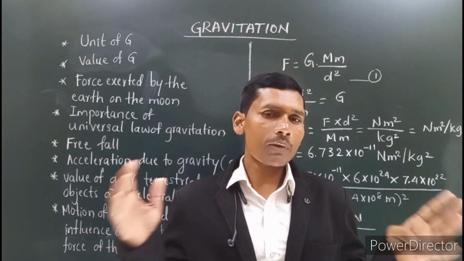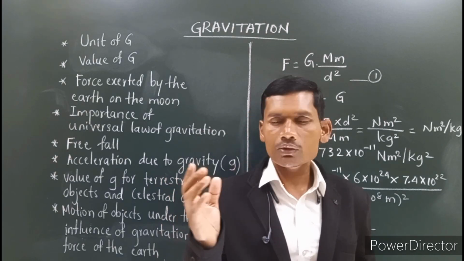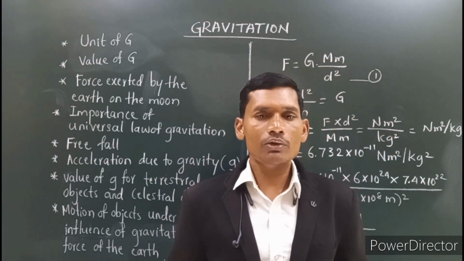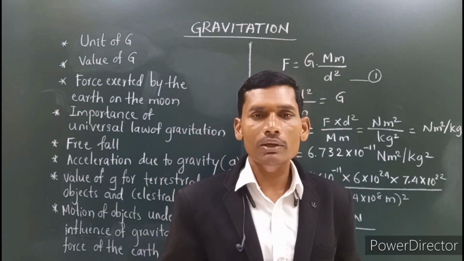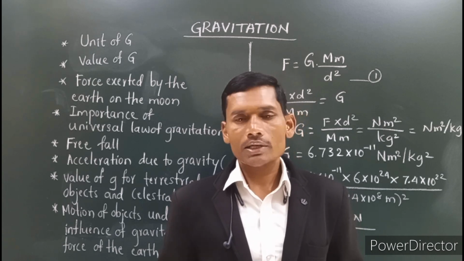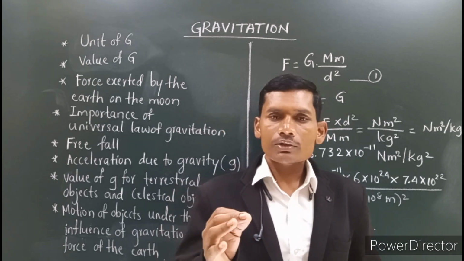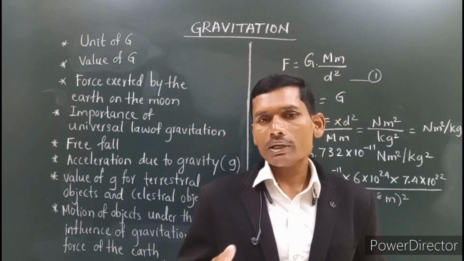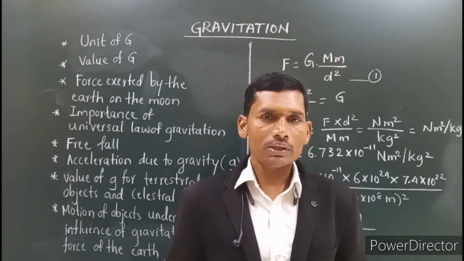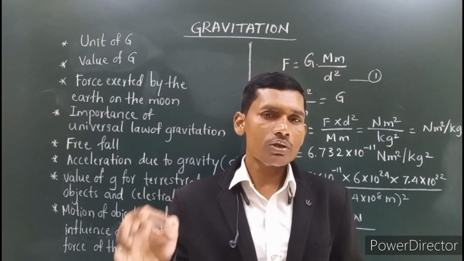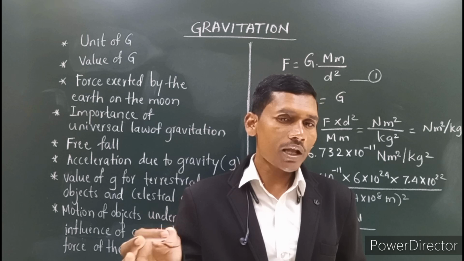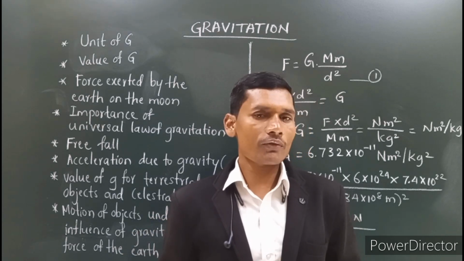Next, the motion of all the planets around the sun can also be expressed in terms of the universal law of gravitation. It is applicable for them also. Last one, due to the sun and the moon, there will be tides on the earth. These tides arise just because of the sun and the moon. This can also be defined based on the universal law of gravitation.